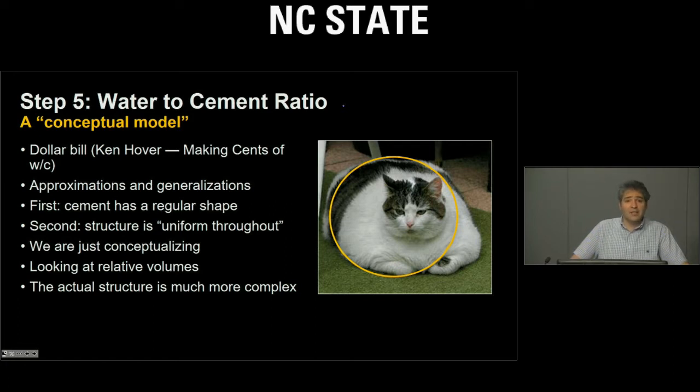Of course, in this conceptual model, we are doing a lot of approximation and generalization. For example, we will consider that our cool cat over here is circular, is spherical. And of course, in this model, we will consider that the cements that have irregular shape have regular shape, and they are uniform, and they're circular. And of course, the second assumption that we are making over here is that the structure is uniform throughout, which is not completely accurate.